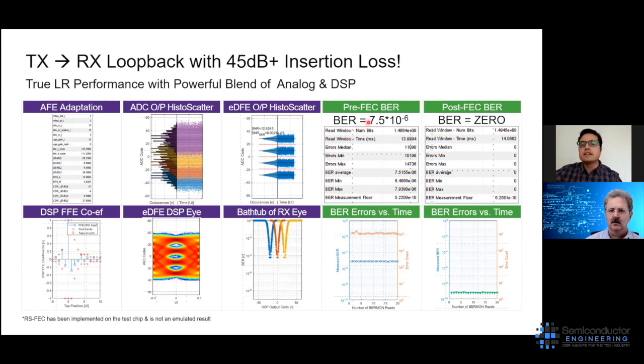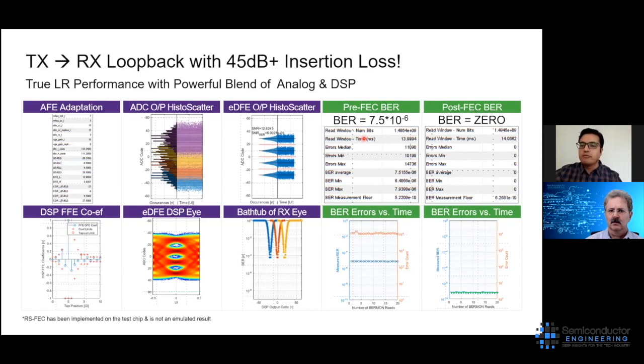FEC is forward error correction, which is defined by IEEE. So this shows the raw PHY bit error. The spec here for long reach performance is 10 to the minus 4. So here we show 7.5 times 10 to the minus 6, which is 2 orders of magnitude better performance with 45 dB of channel loss. And FEC is a way of improving this bit error rate by digital error correction.